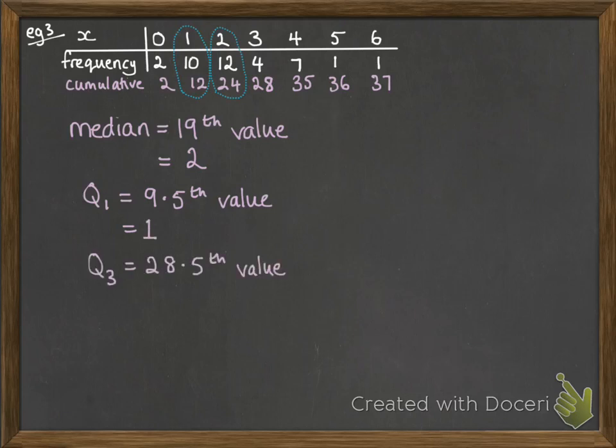And the upper quartile is 28.5. Now if you look at that one, we've actually got that right in between 2 categories there, so 28 people are in the 3 or less category, so the 29th person starts off in the category of having 4 there. So the 28th person was in 3 but the 29th person in 4, so we go halfway between them and get 3.5.